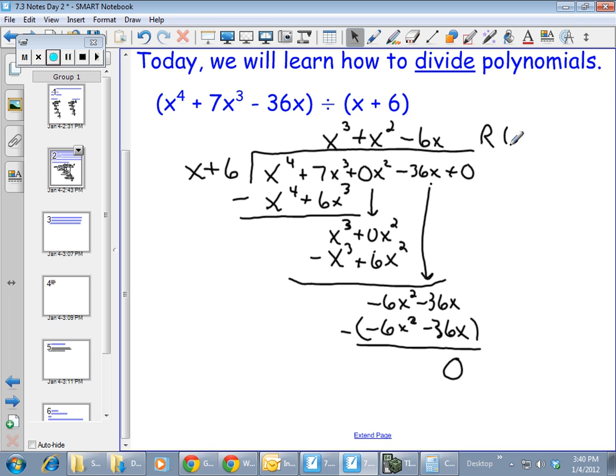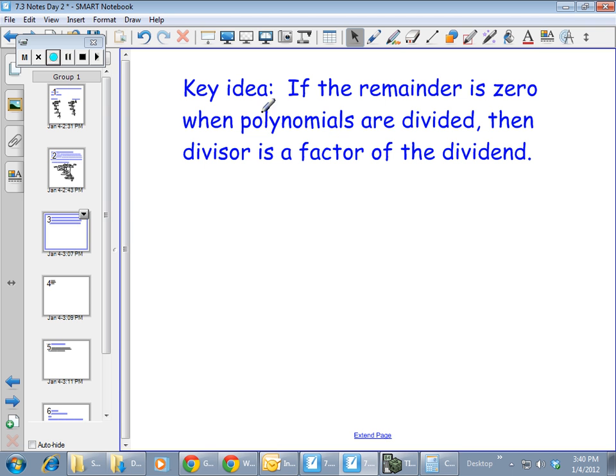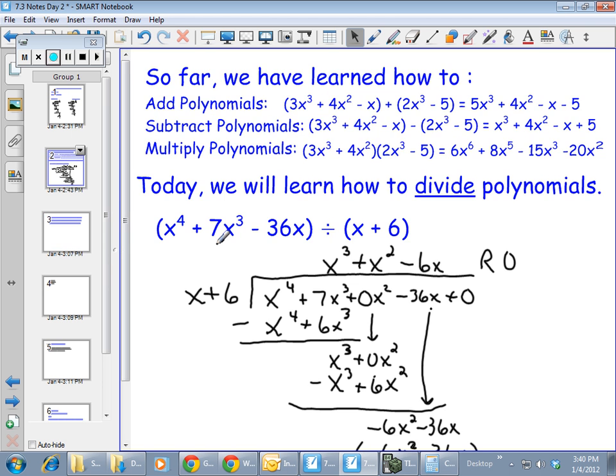And you don't really have to write remainder 0. So this is kind of cool, that if the remainder is 0, this is a very special case. And so on the next slide it explains that. The key idea here is, if the remainder is 0 when polynomials are divided, then the divisor is a factor of the dividend. So what I mean is, this x plus 6 is a factor of this polynomial.